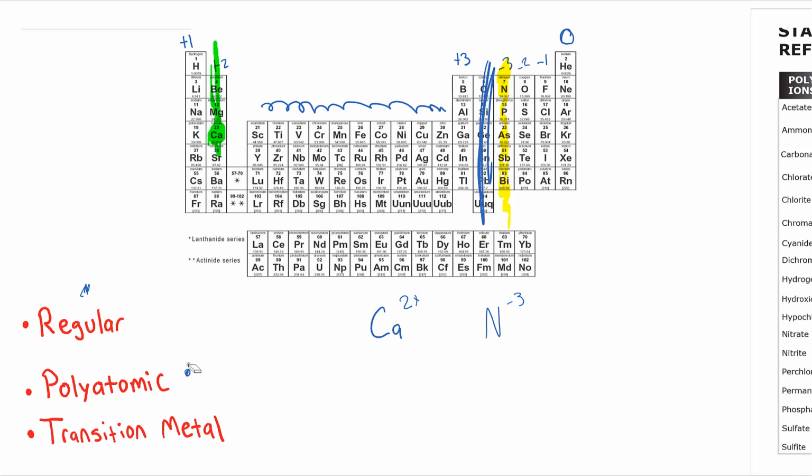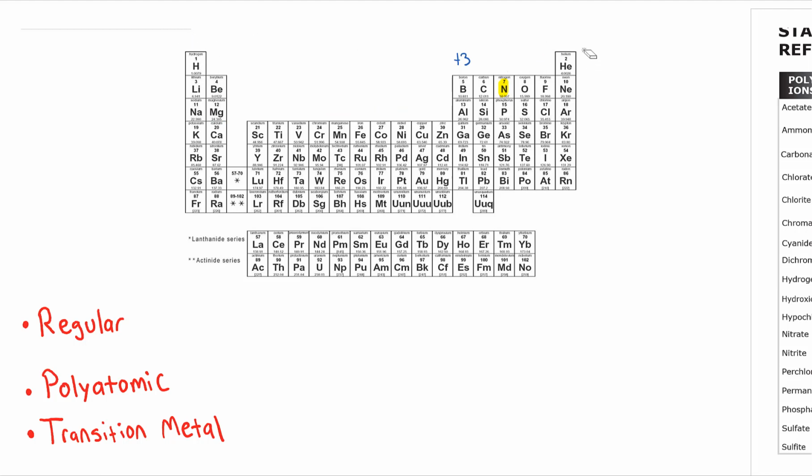You have to either memorize this, or you can use the dots method. To do the dots method, you need to know how many valence electrons they have, but that's it. Let's say I want to know the charge of sulfur. I draw a picture of sulfur, S. I know how many valence electrons it has. It has 1, 2, 3, 4, 5, 6. So I draw 1, 2, 3, 4, 5, 6.